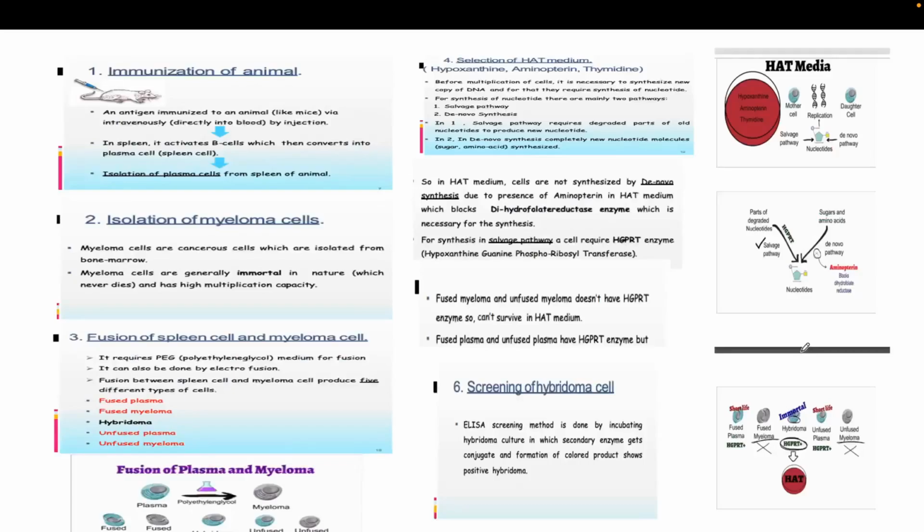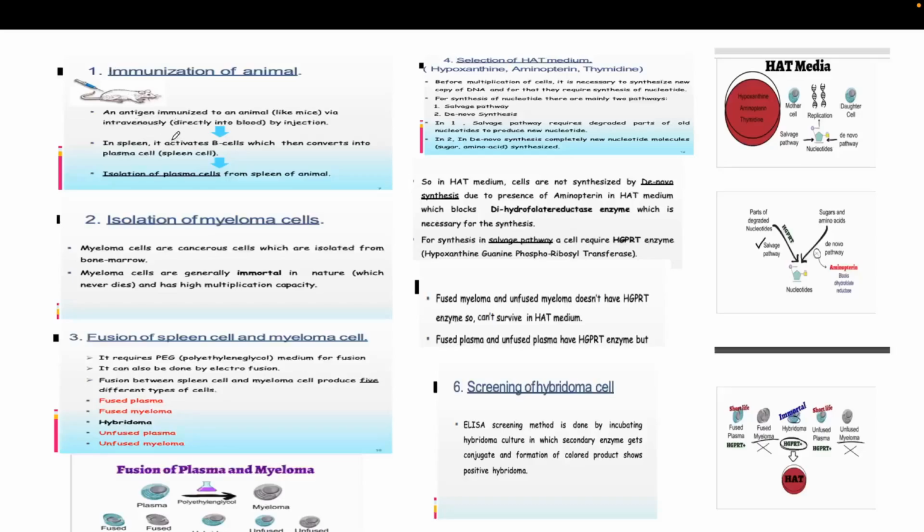So now how do we perform the hybridoma technology? This is the complete procedure. Firstly, we have to immunize the animal against the antigen for which you want to raise the antibody. So that antigen you have to inject into the mouse model.